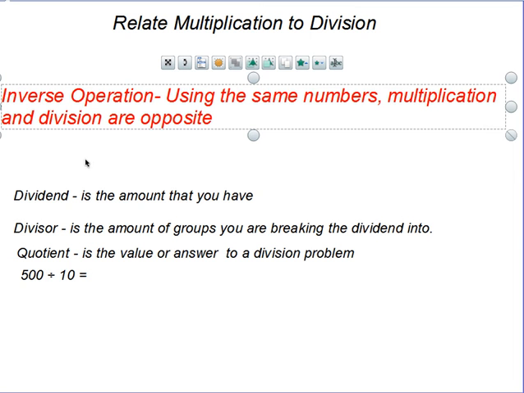Let's talk a little bit about a division problem. When you have a dividend, that's the amount you have. So in this division problem, I have 500. The divisor, which is the 10, is the amount of a group you are breaking the dividend into. So I have 500 and I want to break them into 10 equal groups. My quotient is the value or the answer to the division problem. Once I break this 500 into groups of 10, how many will I have in each group? That is our quotient. All right?